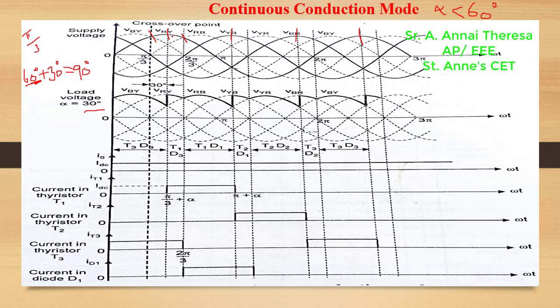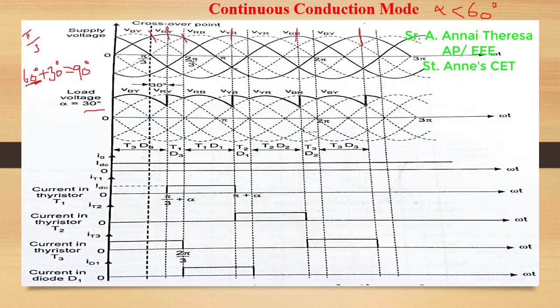See here, for the RY phases, this is the 90 degree point. For the YB phases, this is the 90 degree point, and for BR, this is the 90 degree point, and again for RY, this is 90 degrees. So at these points, the thyristors are going to be triggered. First, RY voltage is the maximum.